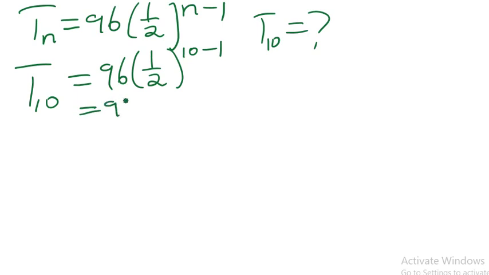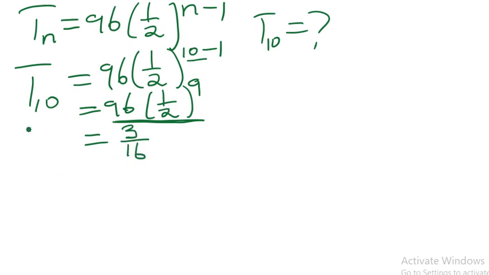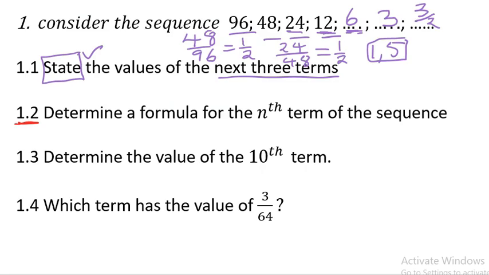Now, 96, open bracket, 1 over 2, the exponent will give me 9. So from this step, straight away, take your calculator out and press 96, open bracket, 1 over 2, close bracket, to the power of 9. And then you press the equal sign. The answer that you should get should be 3 over 16. Which means T10 is equal to 3 over 16. All right, we are done answering that question.